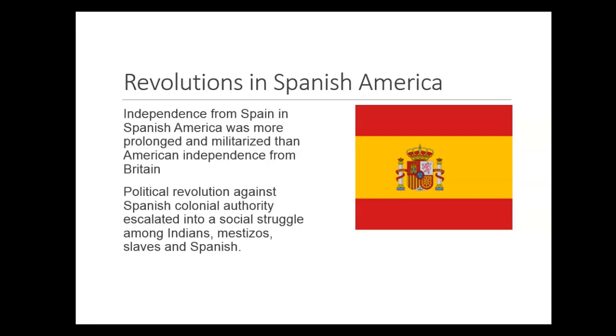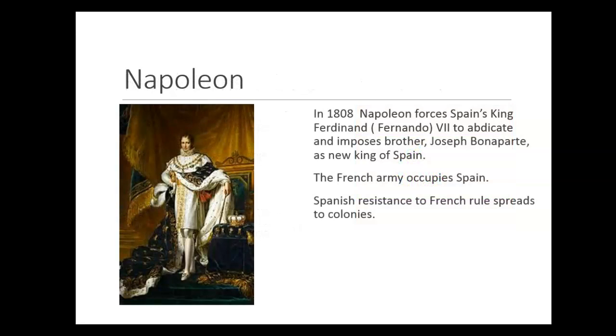In 1808, Napoleon forces Spain's king, Ferdinand VII, to abdicate and imposes his brother, Joseph Bonaparte, as a new king of Spain. Then the French army occupies Spain and imposes control over the colonies. The imprisonment of the king creates a legitimacy crisis and resistance among those who saw Joseph Bonaparte as an impostor.